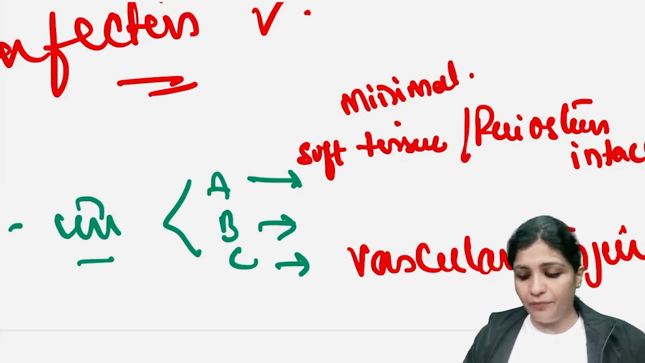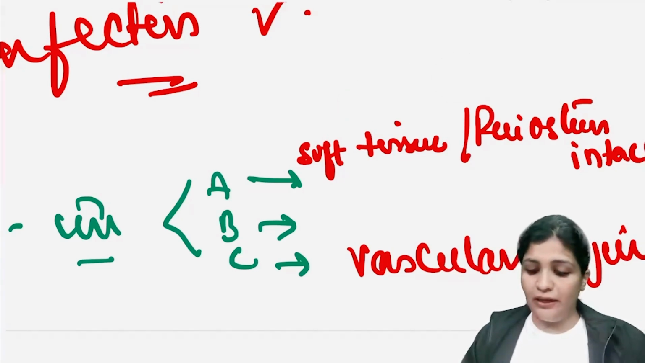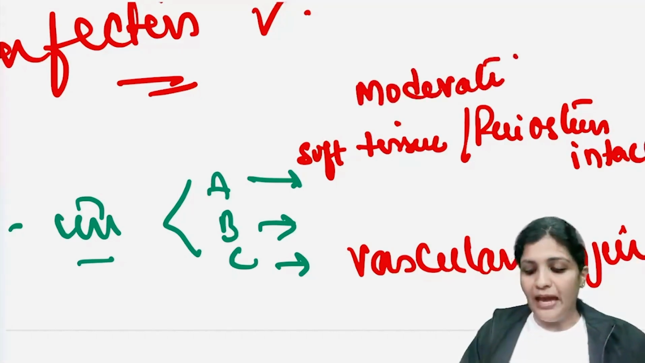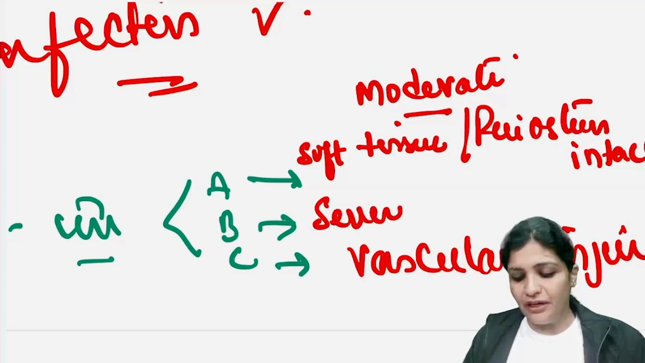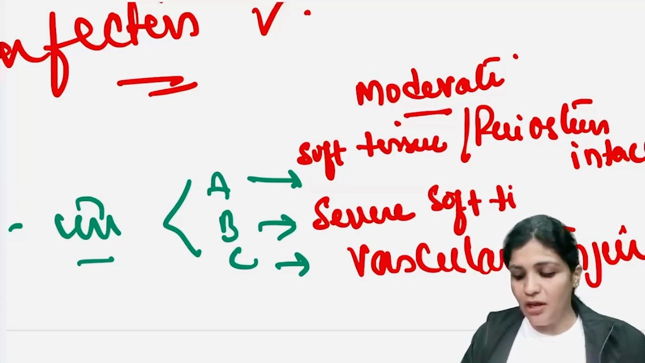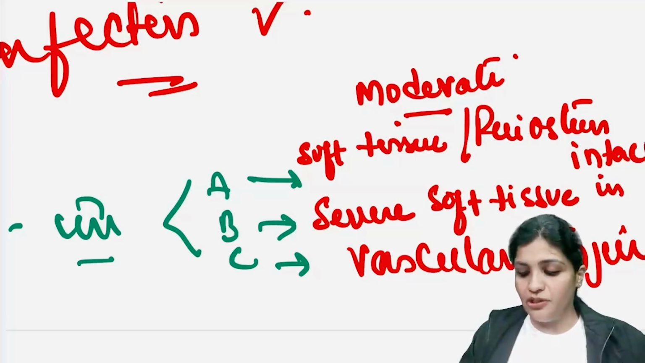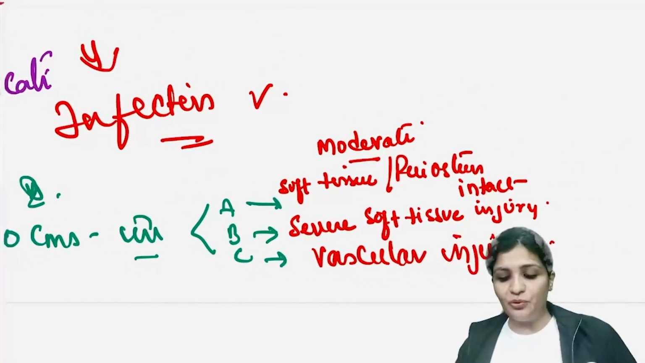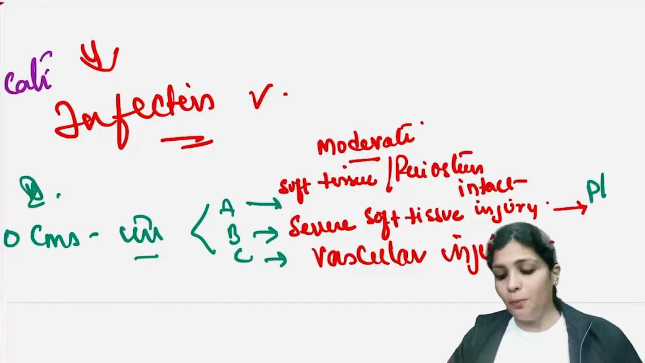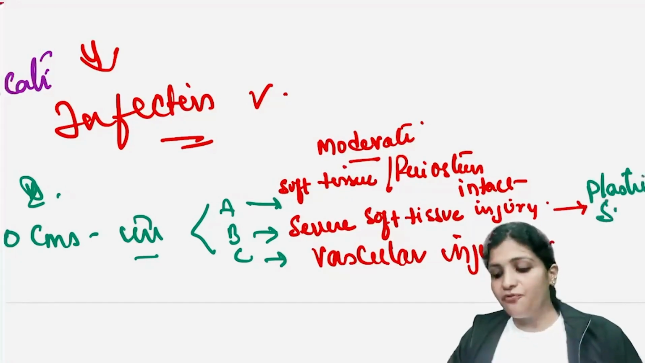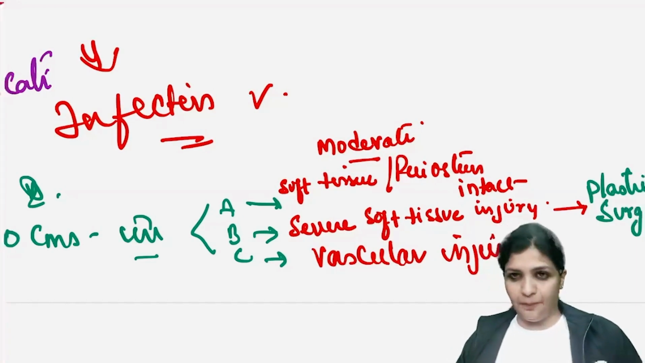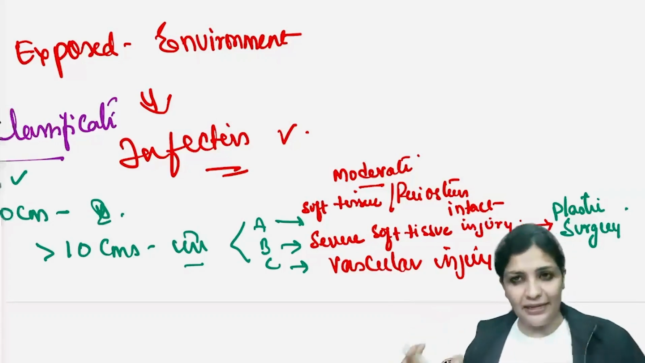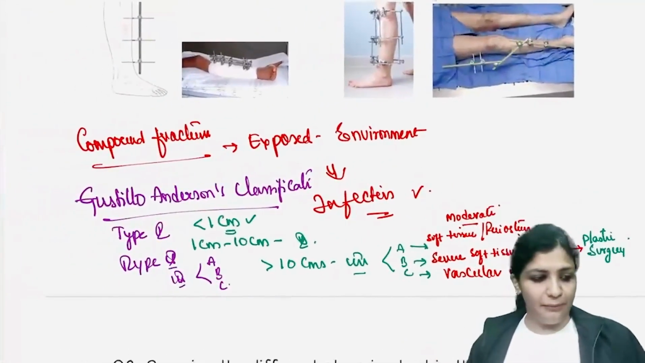And here, so let us write this way. So here in grade 2, the soft tissue will be minimal. It could be moderate here. And grade B, there is a severe soft tissue injury. So what do you mean by a severe soft tissue injury? That means you need the help of a plastic surgeon to treat these cases. So whenever this case has been referred for skin cover, that means it is a grade 3B. 3C is a vascular injury, right? So that is how you have to remember for compound fractures.